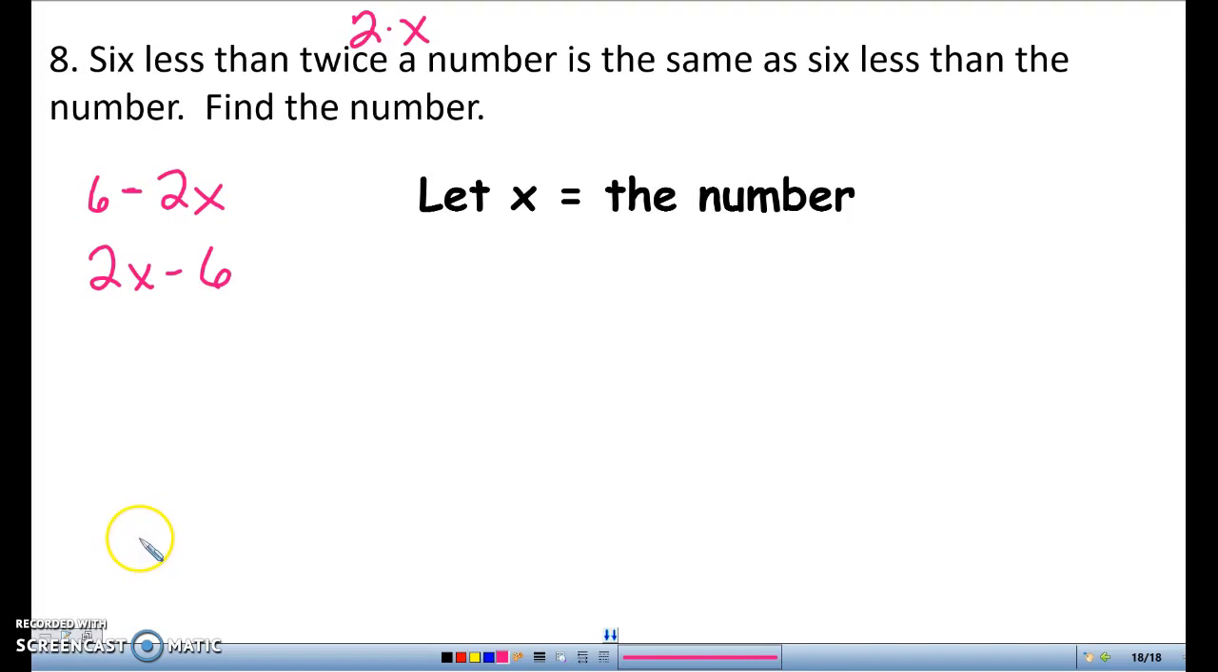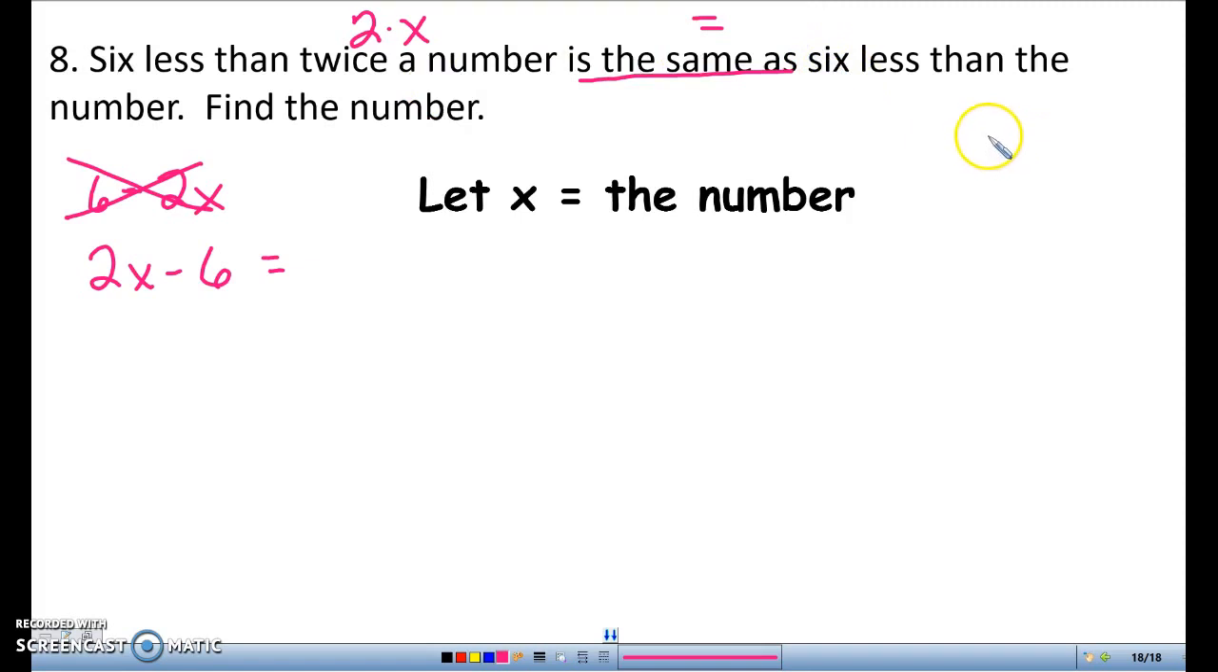6 less than twice the number. Your number, you're going to multiply by 2 and then subtract 6, so it's not this one. Be careful there. Is the same as, there's your equal sign. So equals the same as 6 less than the number.